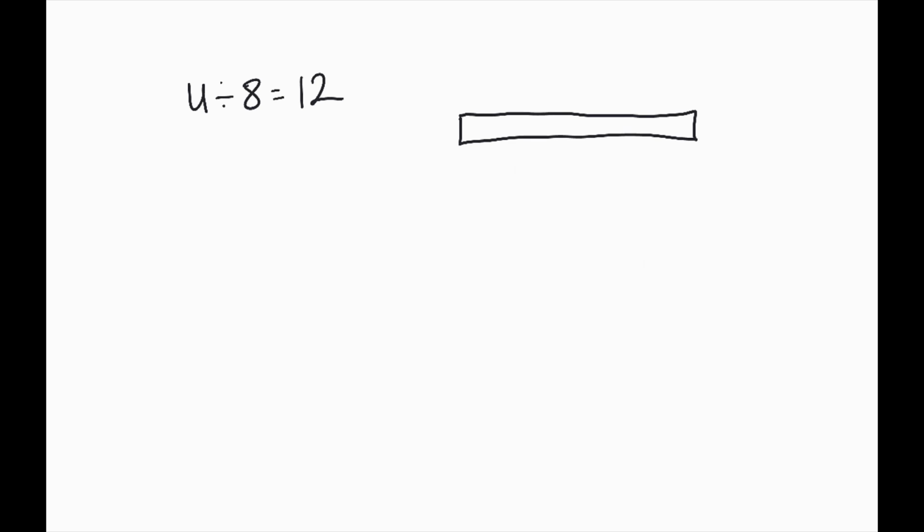Okay, so I'm just going to read my situation here. It says u divided by 8 equals 12. So when I have a division problem, I know that I don't know this total yet. So what I'm going to say is, this is u. We don't know that yet, but we do know that u is divided by 8. Okay, so u is divided by 8. And once it's divided by 8, one of those little squares equals 12. So each one of these is worth 12.